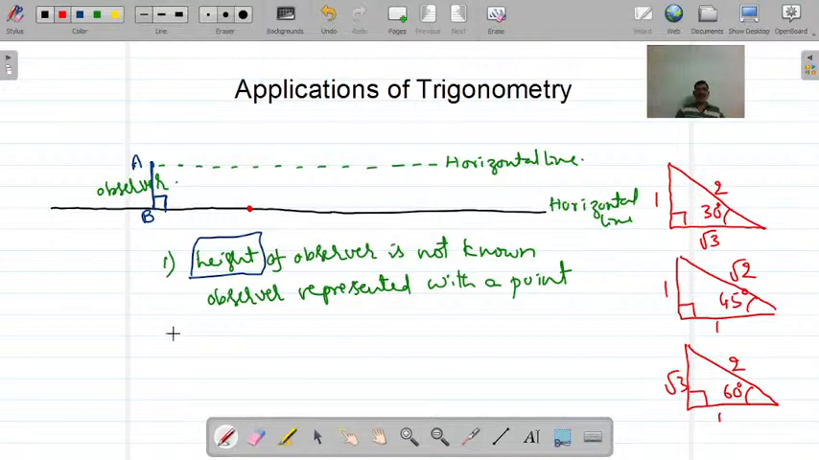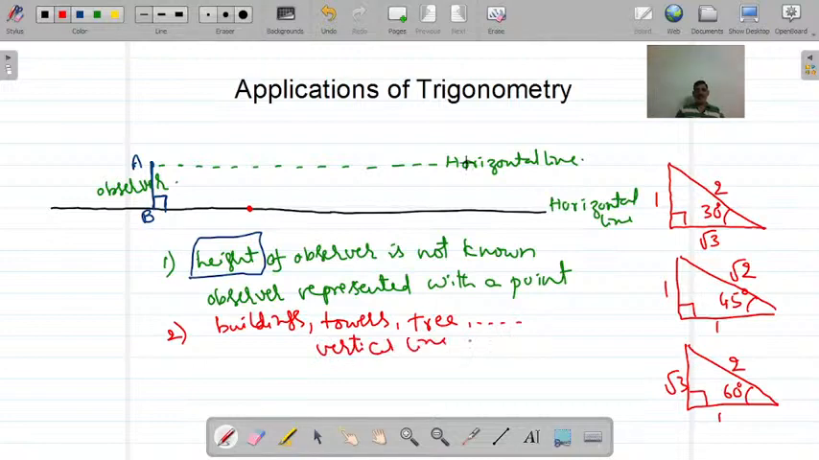Second one is, always we represent buildings, towers, a tree, everything with a vertical line. Vertical line means simply we draw a straight line. Of course it must be vertical, means the angle should be 90, and it is always denoted like this. Of course if you want we can give some name like this.